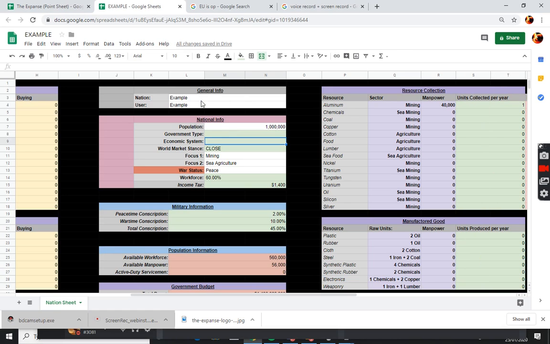Alright, let's make this quick. So what you need to do is change your nation name. So let's say Soviet Republic up here. Then you stick your Discord name. You don't touch this. You put your RP government type, so let's say democracy.